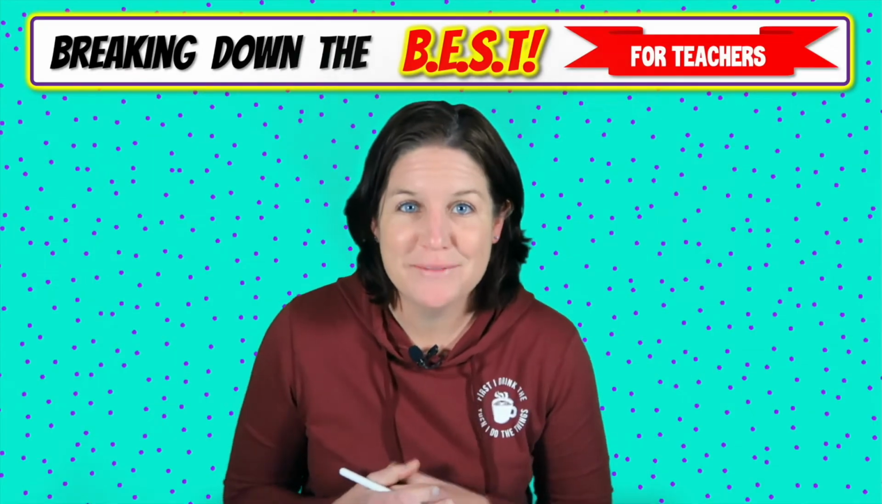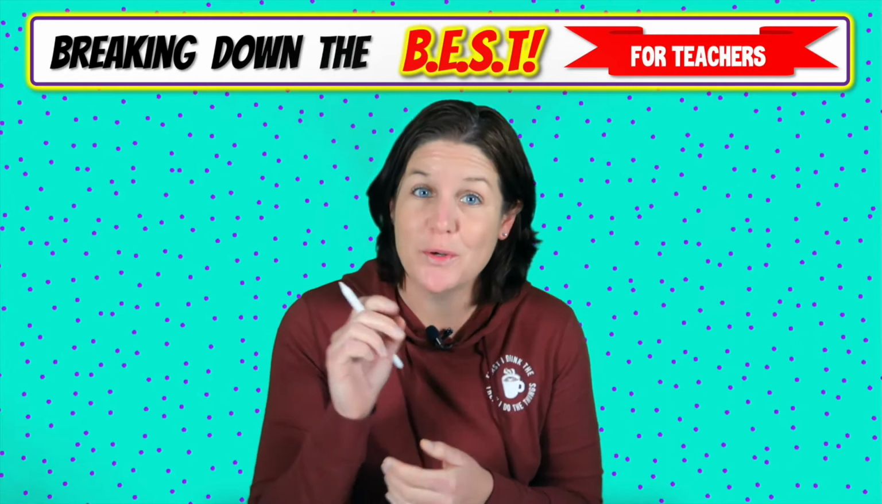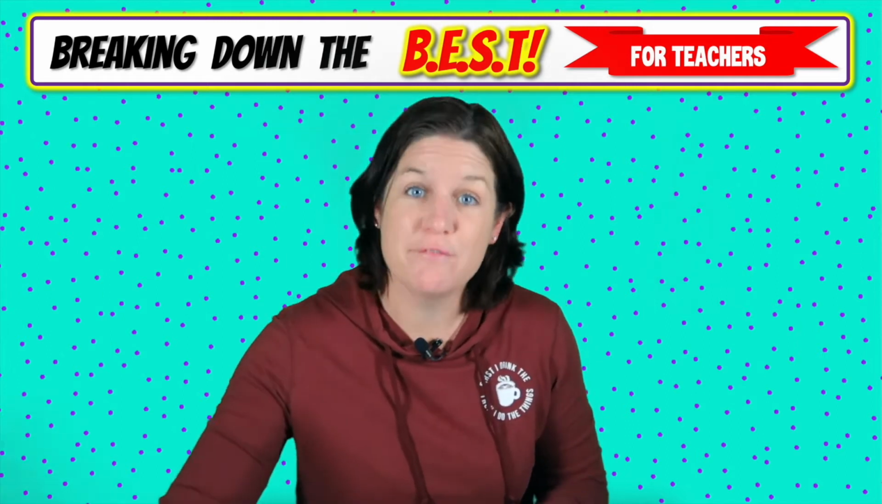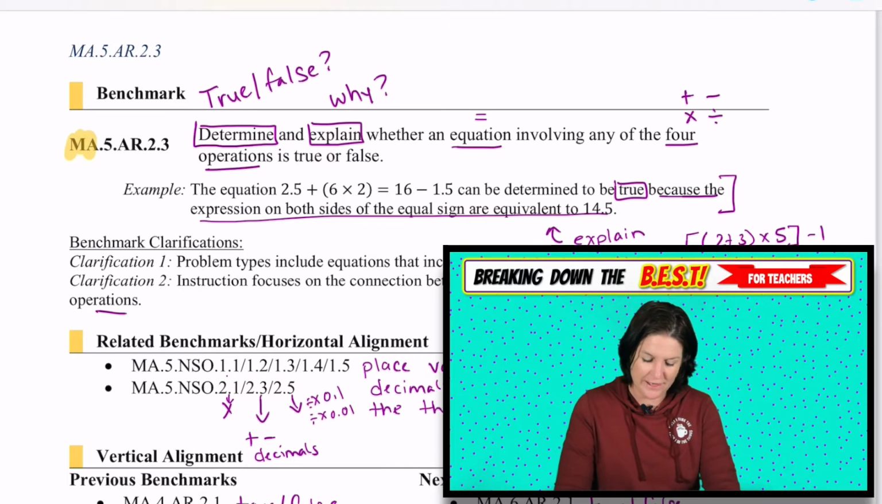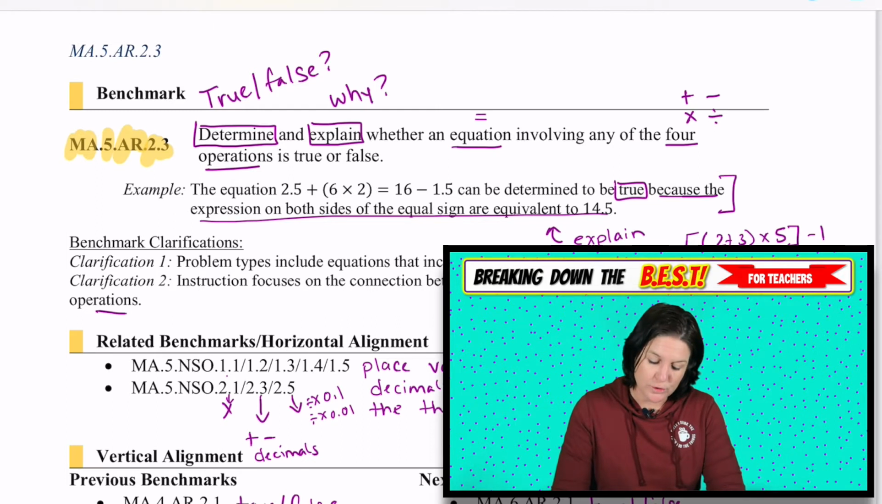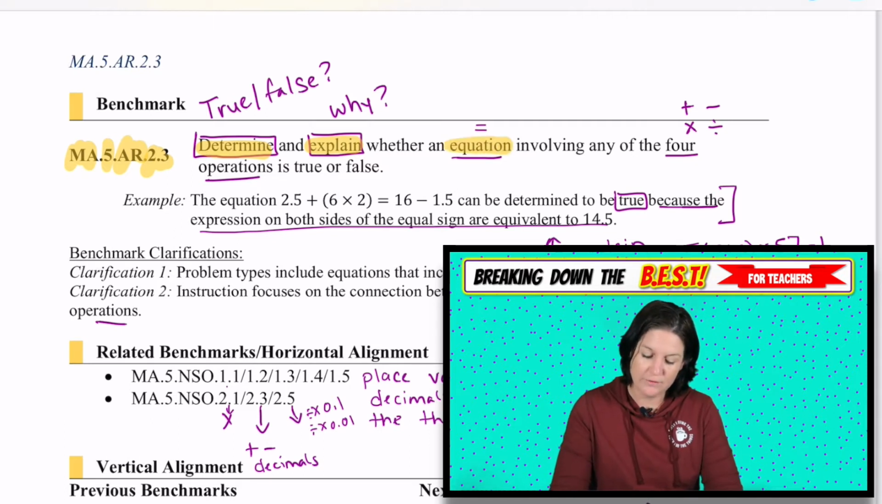Hey everyone, my name is Sarah McCarthy and I am super excited that you are taking time to join me as we break down the following B.E.S.T. standard. Okay, today's standard is MA.5.AR.2.3. And this standard says that students will be expected to determine and explain whether an equation involving any of the four operations is true or false.